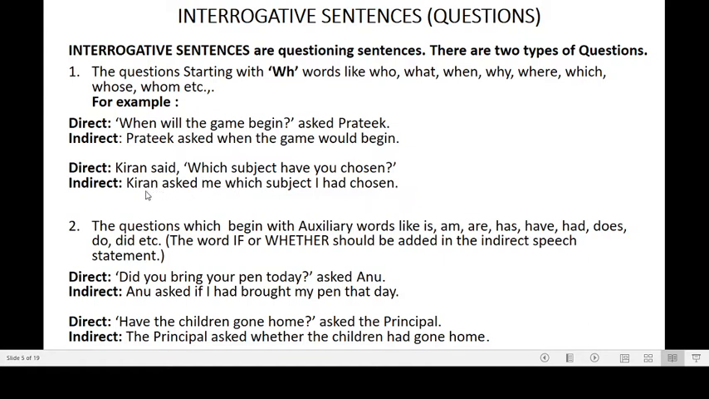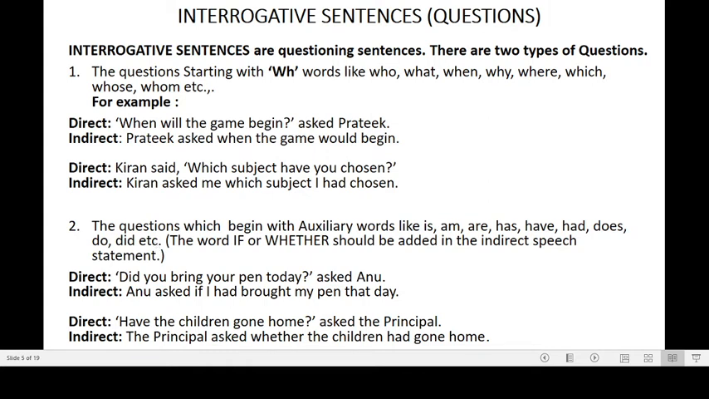"Have chosen" is in present perfect tense and "had chosen" is in past perfect tense. So you should understand that since this is an interrogative sentence, the reporting verb asked should be used, and then the same WH word has to be retained with the subject. You have to use the subject first and then the verb. You should use the noun or subject first and then the helping verb, along with the changes that you make. So "you" is changed into "I", "have" is changed into "had". After discussing the WH questions, we will move on to another type of question.